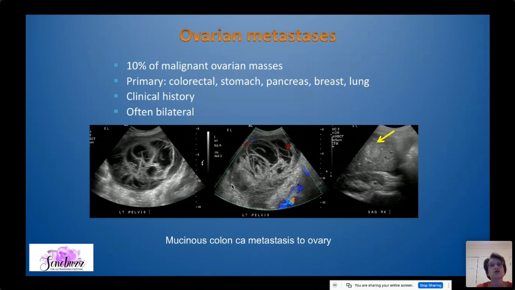So ovarian metastases represent about 10% of malignant ovarian masses. The common primary tumors are colorectal, stomach, pancreas, breast, and lung cancer. The clinical history is key, of course, and this patient had not only this bilateral ovarian lesion, but she also had an echogenic mass in the liver.